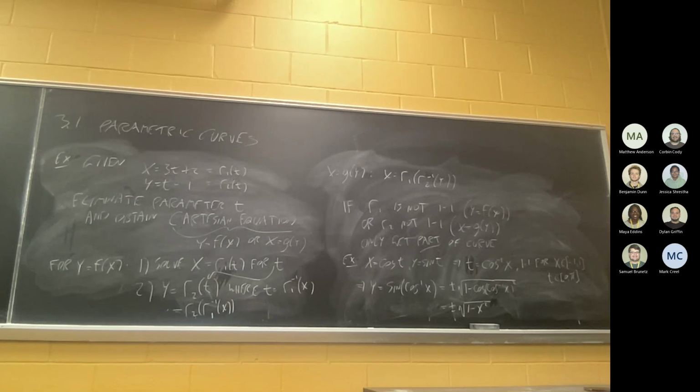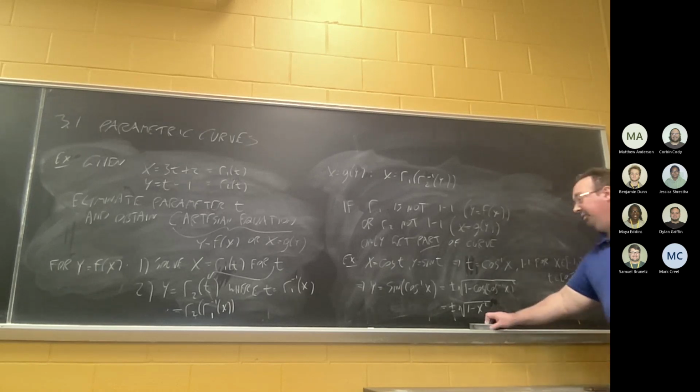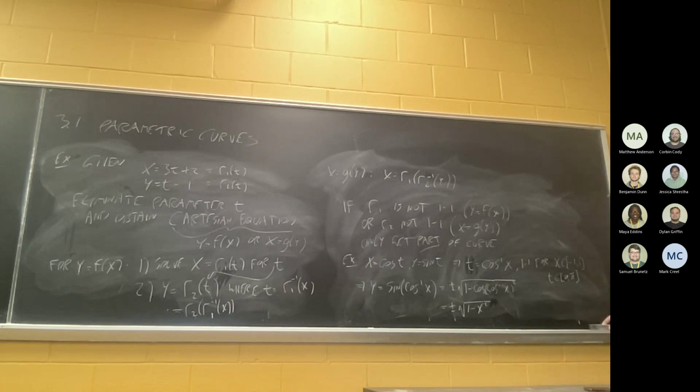And this comes from cosine not being a one-to-one function. Questions about this example before I do other ones?